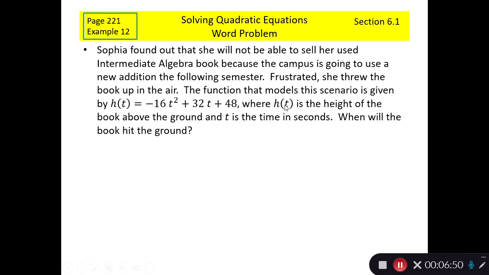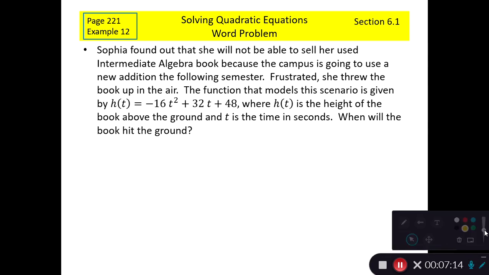where h of t, this whole thing, is the height of the book above the ground. And she threw it up, it's the height. And t is the time in seconds. When will the book hit the ground? Okay, so pretty much, just to give you an idea of what we're looking at over here, let's see if we can get this right. Pick a color. All right.